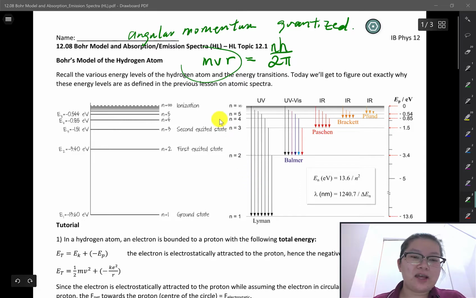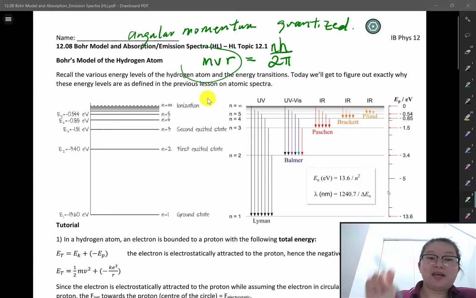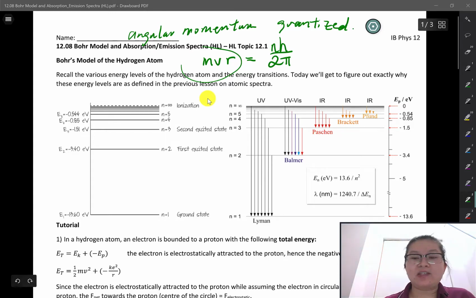So Bohr came along. In fact, he was a student of Rutherford, or rather he was working with Rutherford, and he later proposed a model of the atom, which in fact only works well for hydrogen, not so much for the rest of the periodic table. We have electrons that take on specific orbits with specific energy levels, as shown here in this diagram.